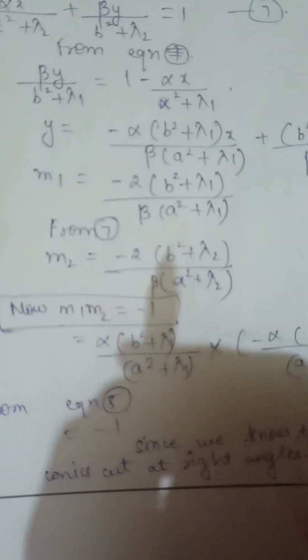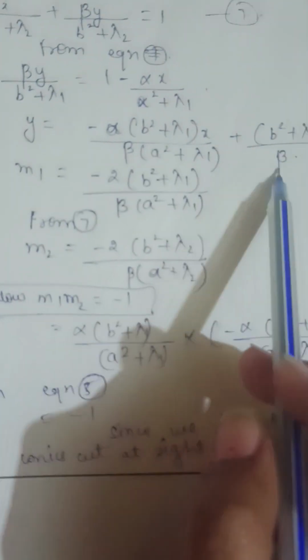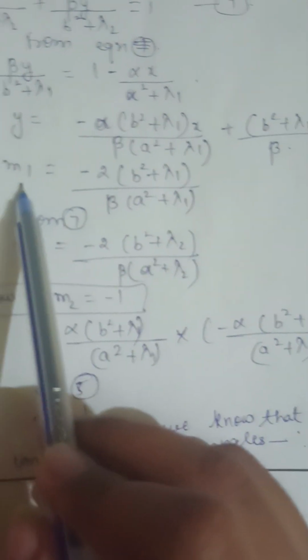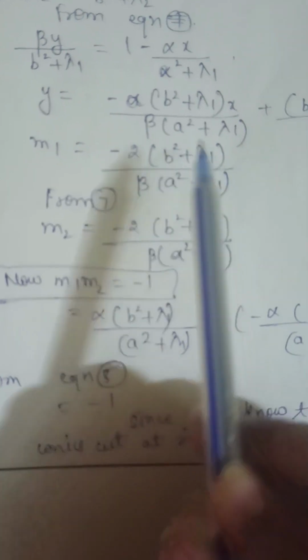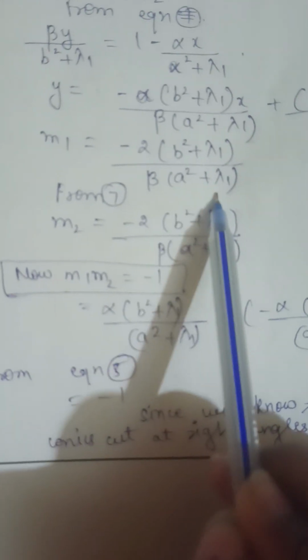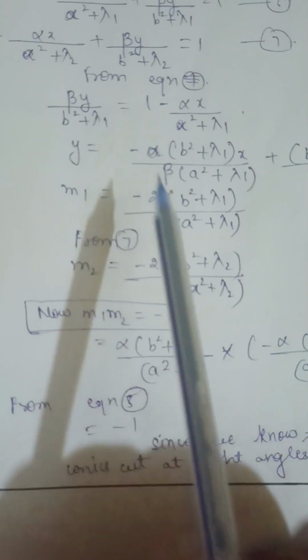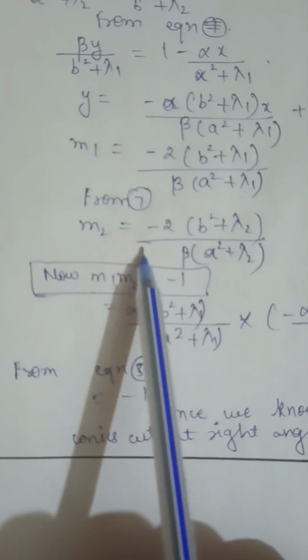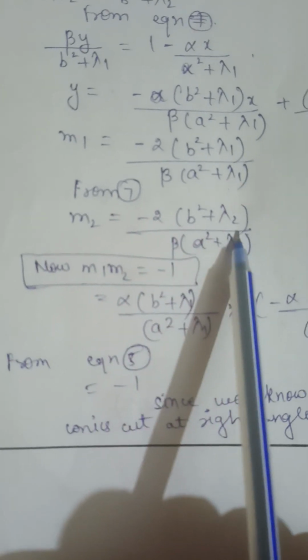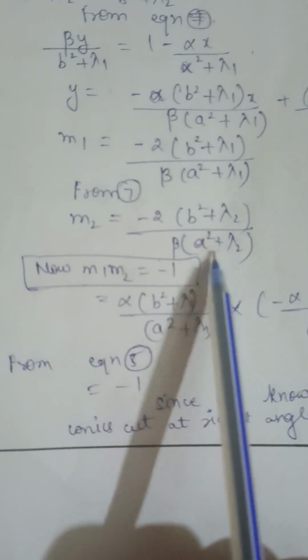So when it would come to this side, the value of y would be this, which means we have got our m1, which would be minus 2 upon b square plus lambda 1 upon beta a square plus lambda 1. Now similarly from equation 7 we would have our m2. M2 would be minus 2 b square plus lambda 2 and beta a square plus lambda 2.